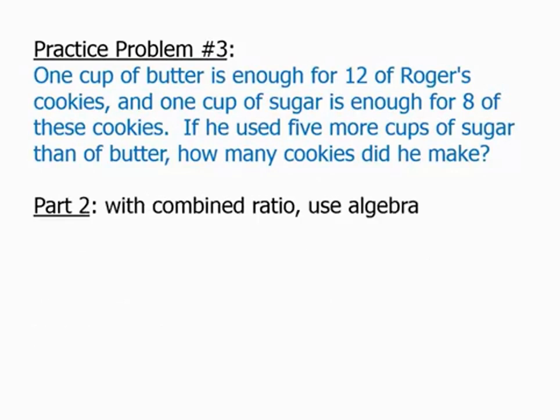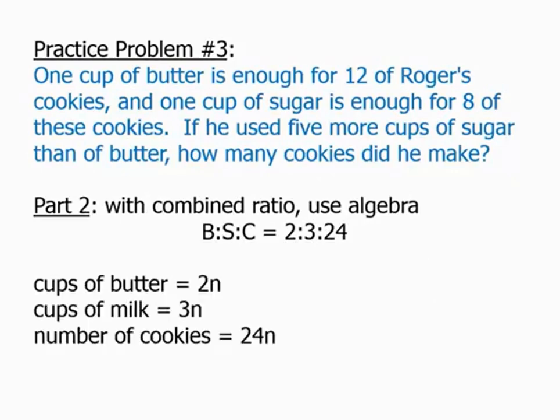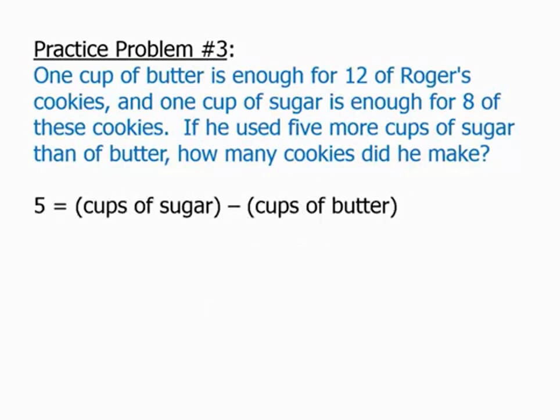All right? Now that we have the combined ratio, we're going to use algebra. And so this means that the cups of butter are 2n, the cups of sugar are 3n, and the number of cookies is 24n. So if we found the value of n, we'd be all set. In other words, if we found n, we plug into that last equation and we're done. So now we can use this very strange piece of information. He used 5 more cups of sugar than of butter. So 5 equals cups of sugar minus cups of butter. That's the basic equation we have.